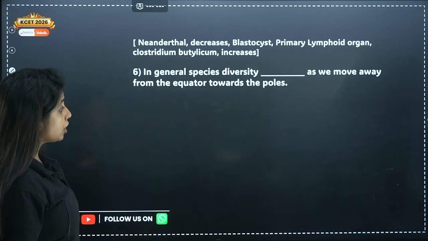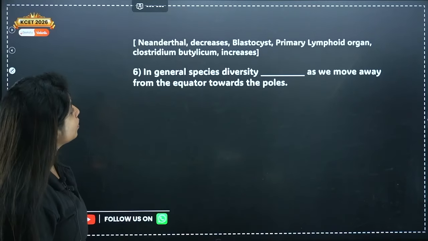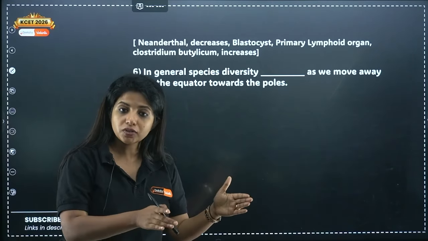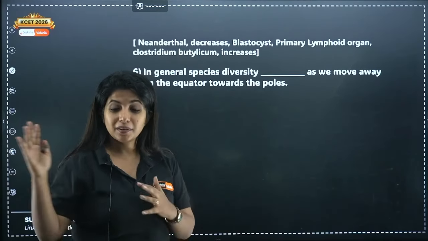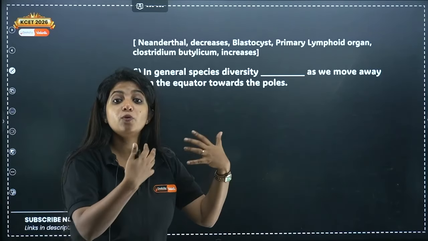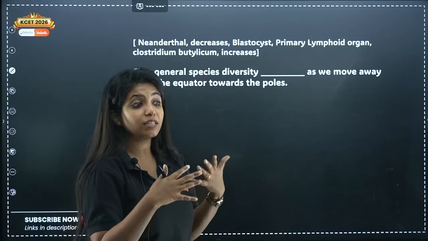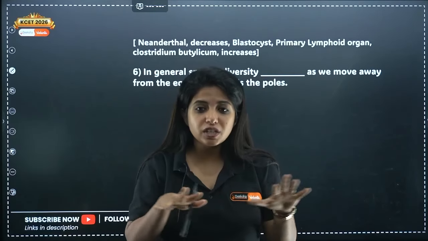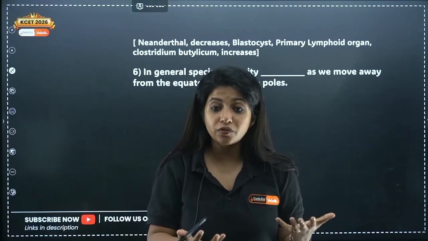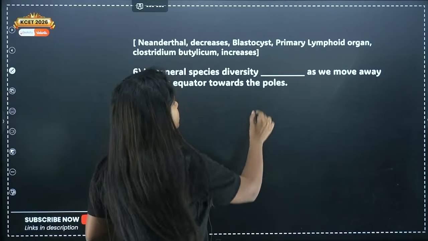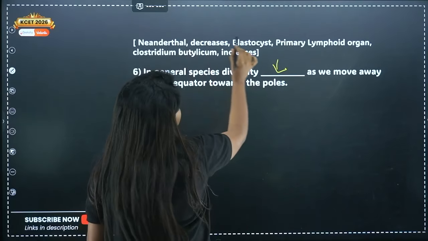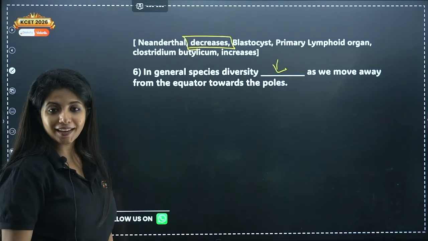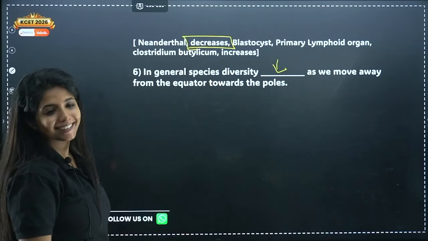Now, in general, species diversity as we move away from the equator towards the poles. When we move from the equator towards the poles, is the species diversity going to increase or decrease? Poles are colder, and colder means there is less stability in the environment. Glaciation will happen. If there is no stability in the environment, will organisms be able to survive up there? No. So species diversity decreases out there.